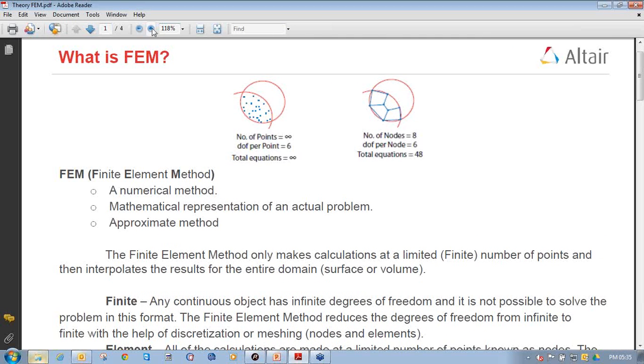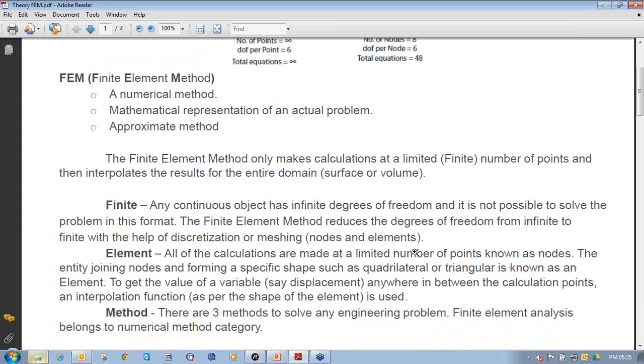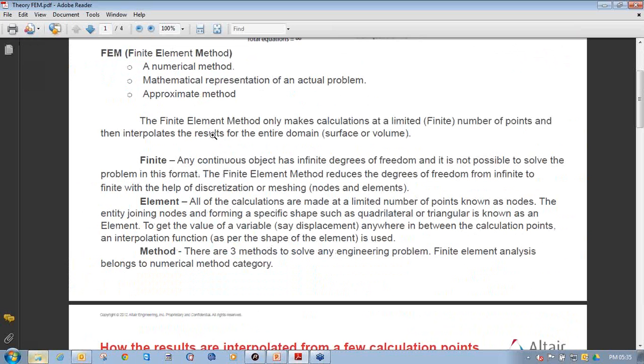The finite element method only makes calculation at limited finite number of points and then interpolates the results for entire domain, surface or volume. So in FEM we can define the FEM as, we'll divide these three terms and define them individually. So first we will define what is finite.